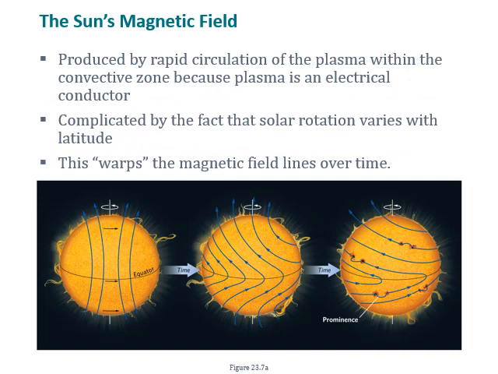The Sun's magnetic field is produced by rapid circulation of the plasma within the convective zone, because plasma is an electrical conductor. It is complicated because solar rotation varies with latitude. This warps the magnetic field lines over time. So here we can see faster rotation at the equator and changing of the magnetic field lines as a result.